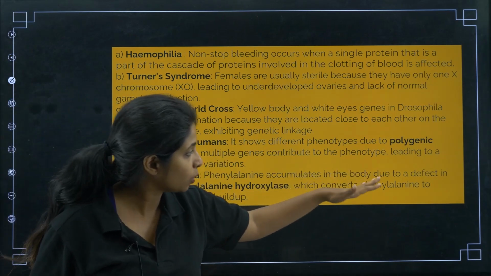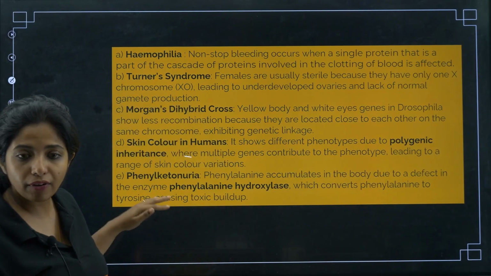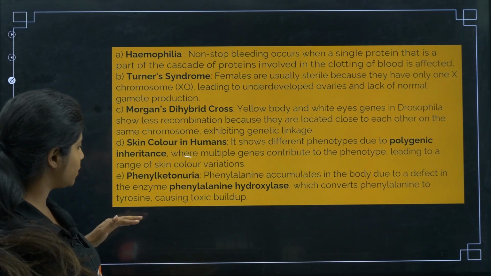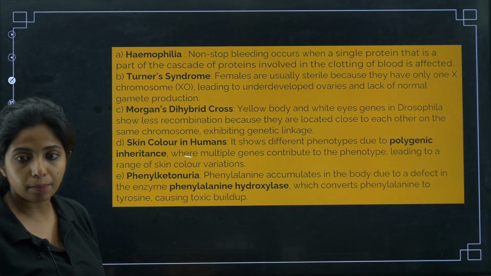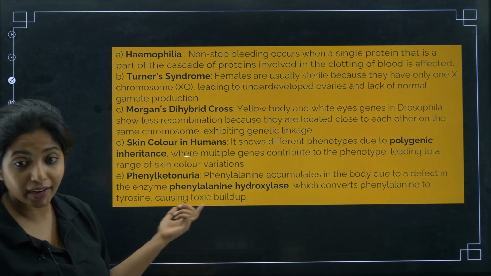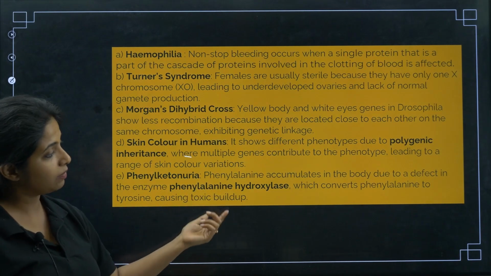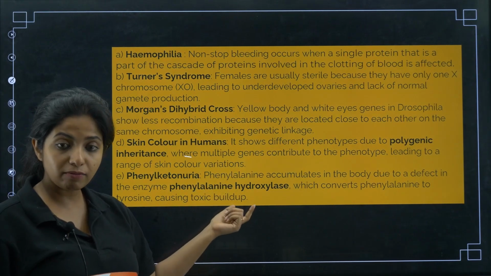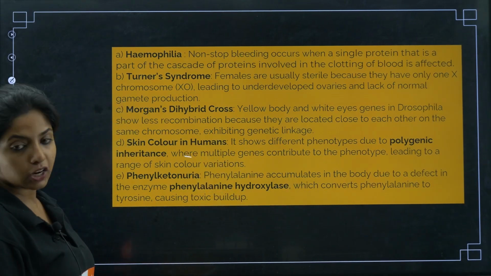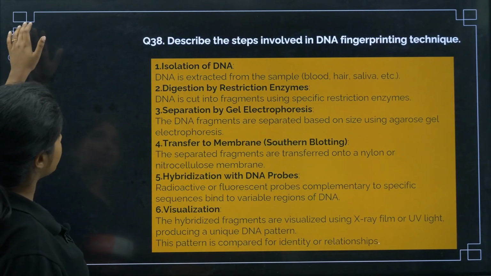Phenylketonuria: phenylalanine accumulates in the body due to a defect in the enzyme phenylalanine hydroxylase, which converts phenylalanine to tyrosine, causing the toxic buildup. There's a defect, which is why phenylalanine is not getting broken down, which is why the accumulation is happening. Got it? Chalo, going ahead with the next question.